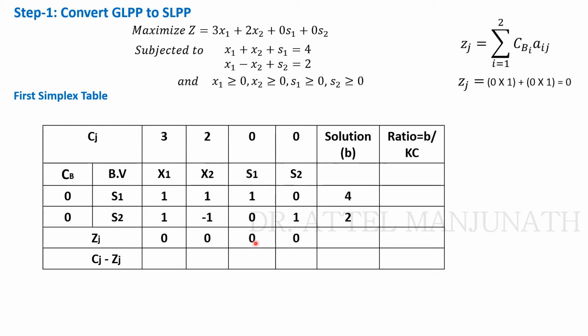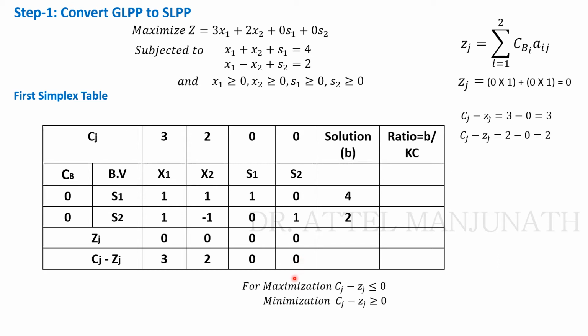And after calculating the Cj and Zj values, now subtract the Zj values from the objective function coefficients, and you will get Cj minus Zj. That is 3 minus 0, this is 3, and for the Zj value 0, 3 minus 0, you will get 3 here. Similarly, take the second variable's coefficient, 2 minus 0, you will get 2 here. Similarly here 0 minus 0, 0, 0 minus 0, 0 you will get.